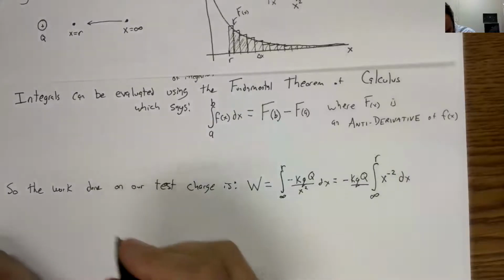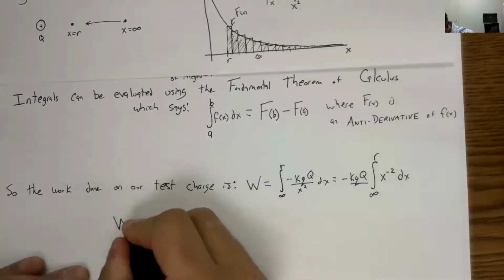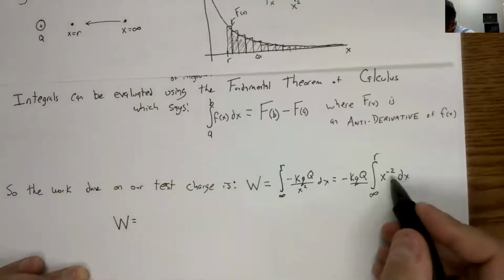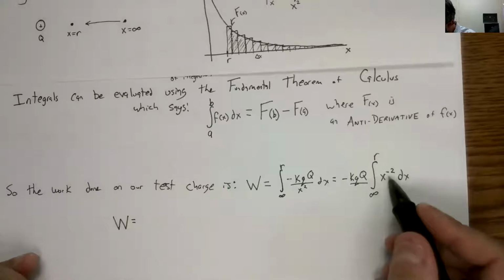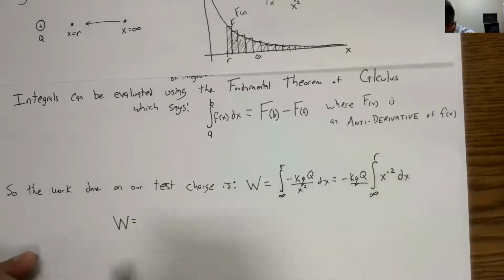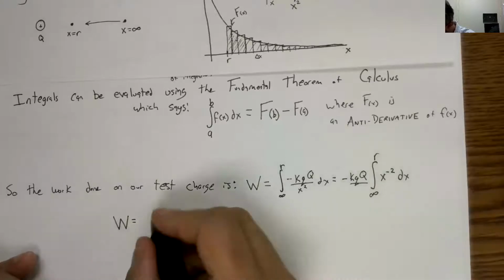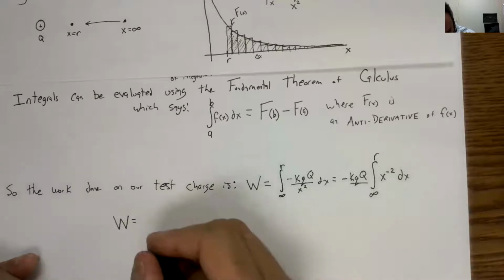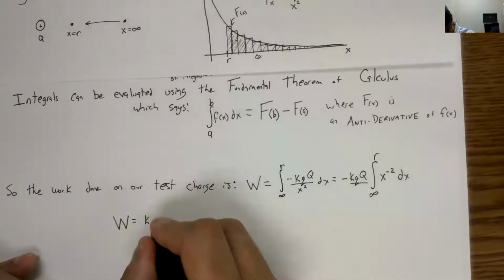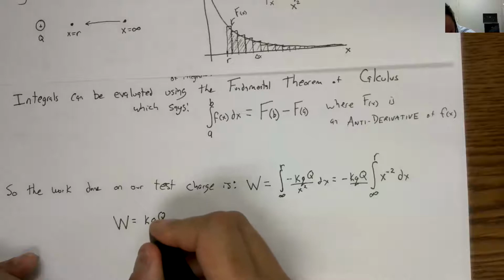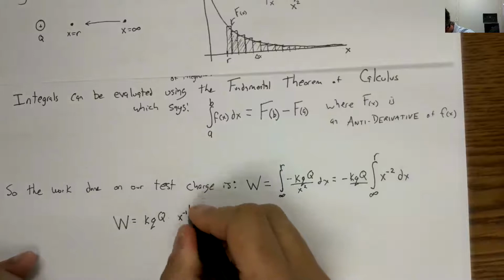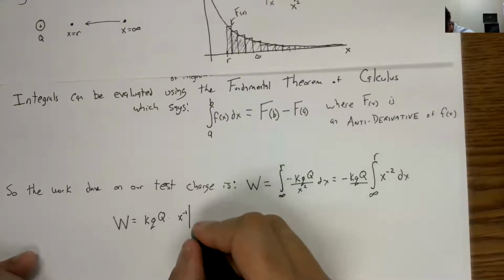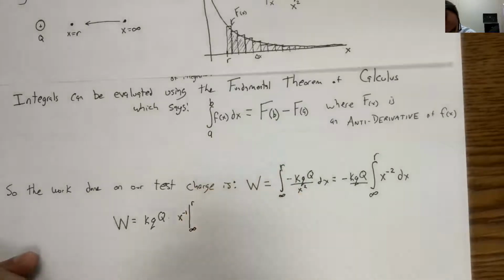So when we take the antiderivative, there's a minus sign as well, because if I want x to the negative 2, I have to have negative x to the negative 1 to get the derivative to be x to the negative 2. That negative sign cancels out with this negative sign, so we just get k q q times x to the negative 1, evaluated then at infinity and r.